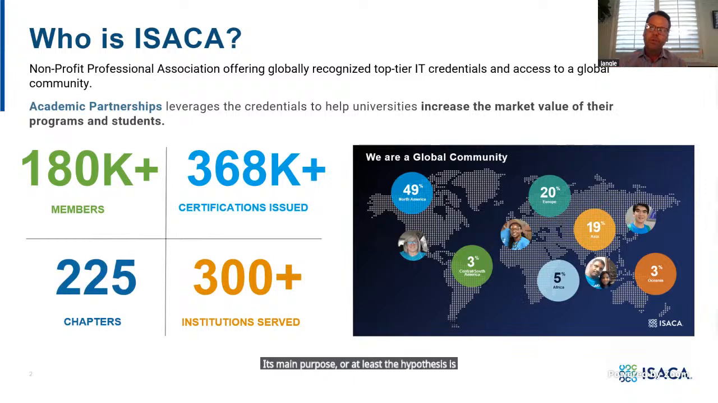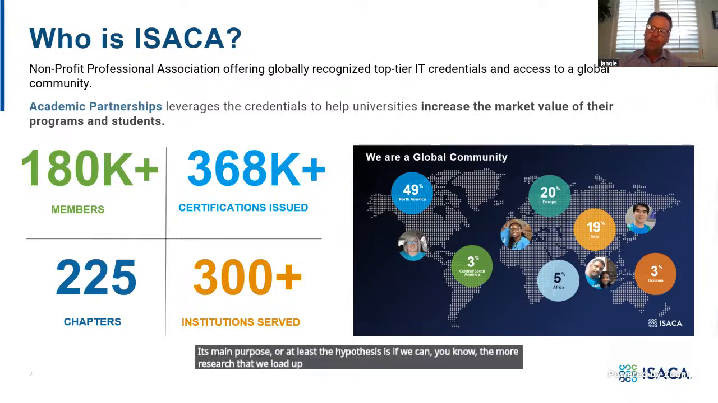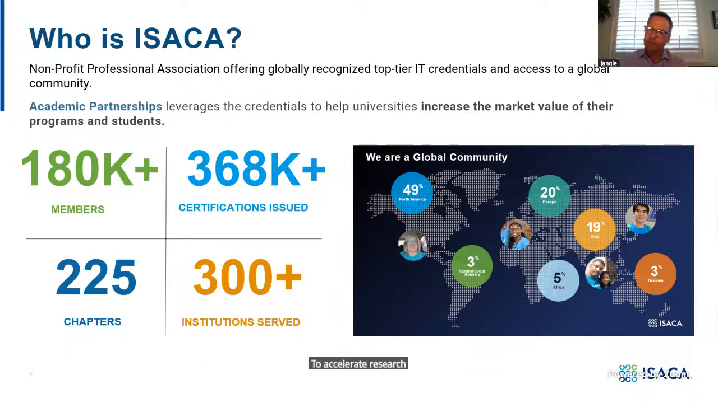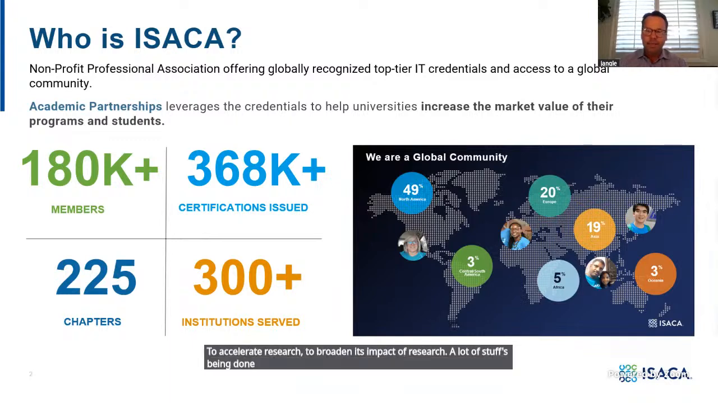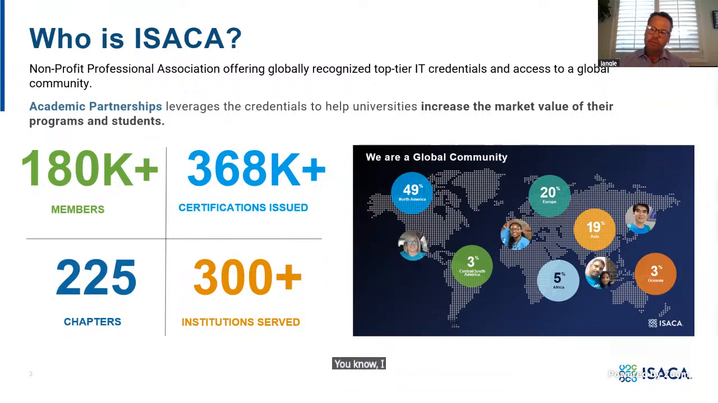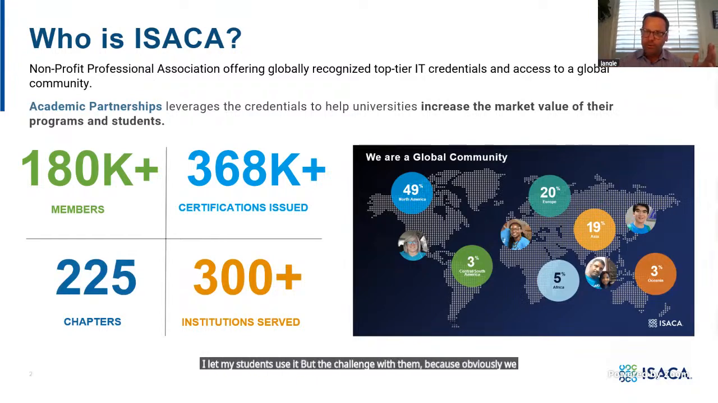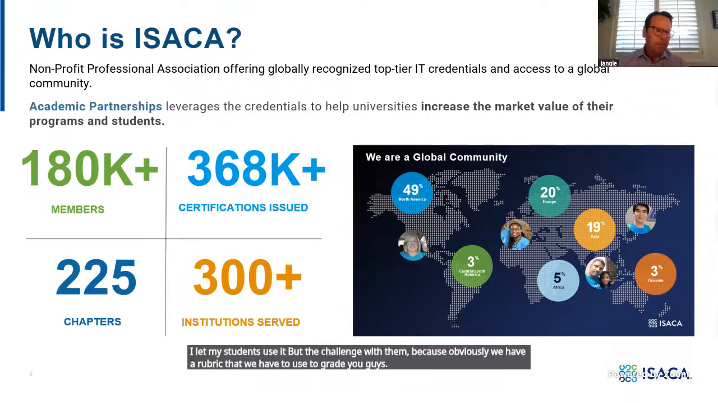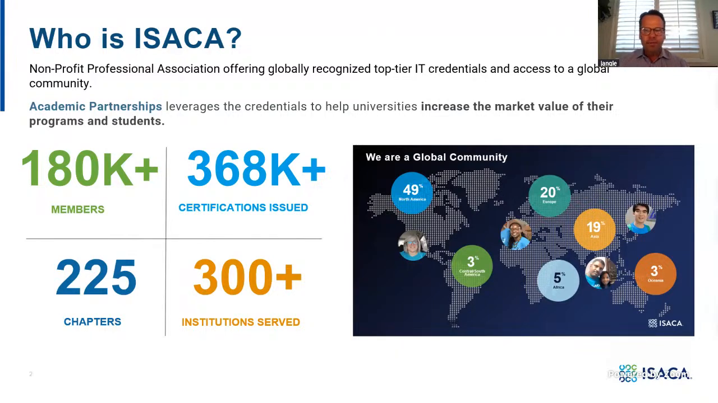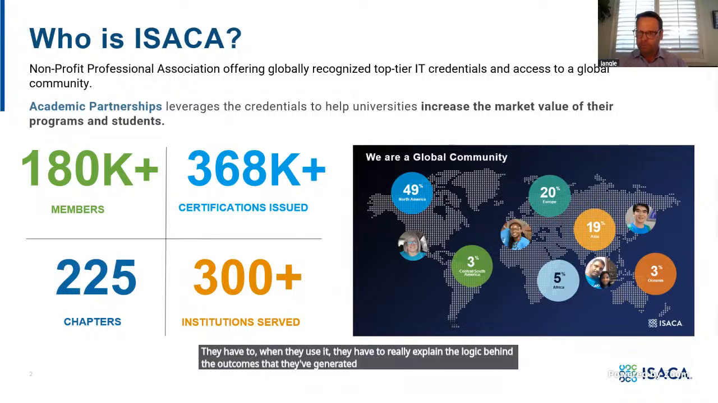Its main purpose, or at least the hypothesis, is that the more research we load up securely, the more we can cross-reference it with other research to see how it can impact, hopefully positively, to accelerate research and broaden its impact. So a lot of stuff's being done with it. In my class, I let my students use it, but because we have a rubric to grade you guys, when they use it, they have to really explain the logic behind the outcomes they've generated and how they think those outcomes were generated.